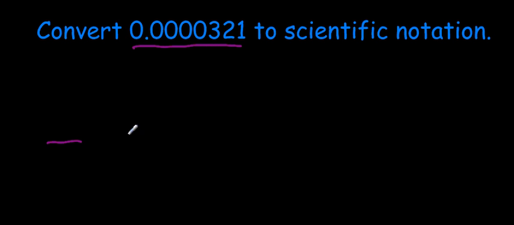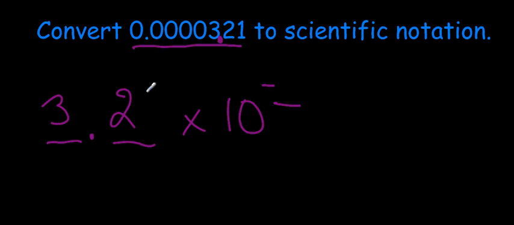I'm going to have a number between 1 and 9 out in front of my decimal point, point something, times 10 to some power. This time I can fill in right away. I know it's going to be a negative exponent because this number is less than 1. It's super tiny. And then I look at where I would have to put my decimal point so that I get that one digit in front. Ooh, there it is, right there. So I get 3.21.